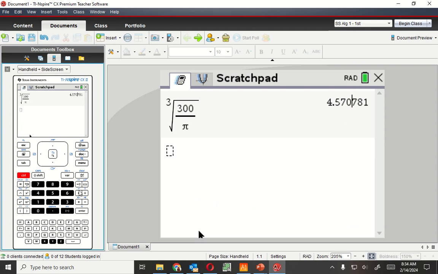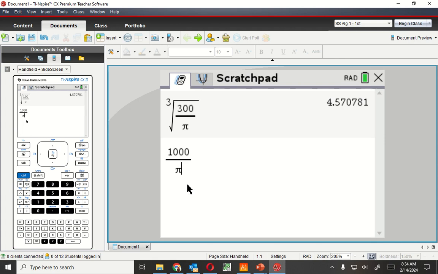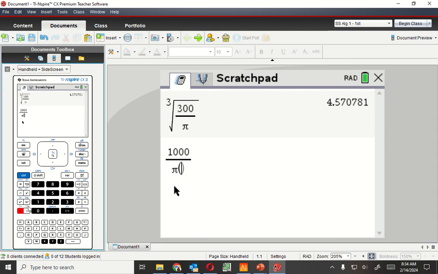we said control divide, there we go, control divide 1,000 over pi, parentheses 4 point, what was it? 571. There we go. Close. Enter. So, yeah, 69.637.